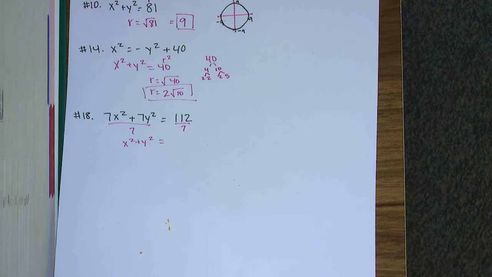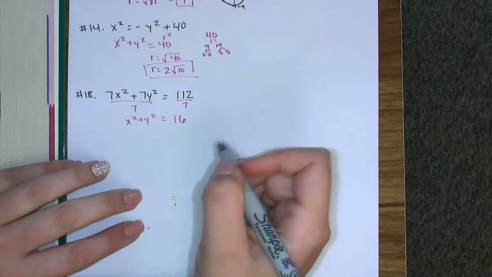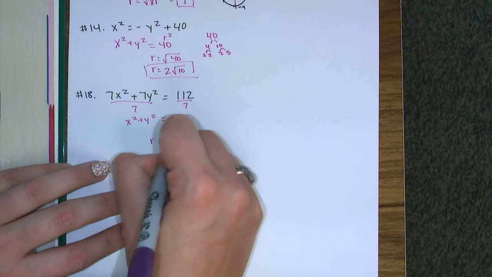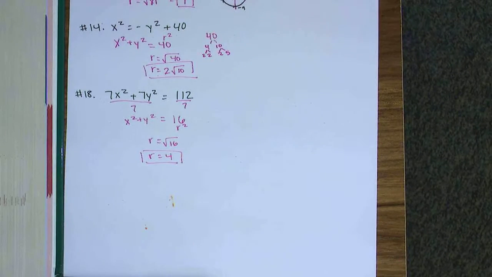112 divided by 7, which is 16. So now, this is r squared. So r is equal to the square root of 16. So r is equal to 4. Alright, so that's literally all you have to do for those ones.